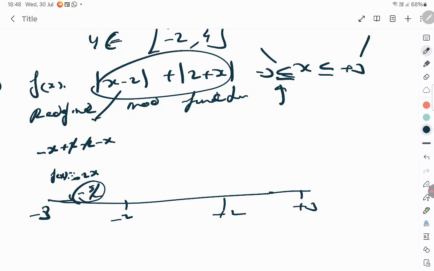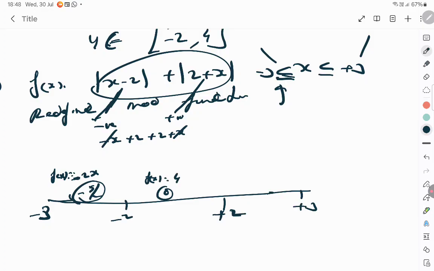Between plus 2 and minus 2, let's take an example which is 0. Substitute 0 here. 0 minus 2 is negative. 0 plus 2 is positive. So this function is negative: minus x plus 2, positive: plus 2 plus x. x and x get cancelled. f of x itself is becoming 4. Thus you redefine the function.